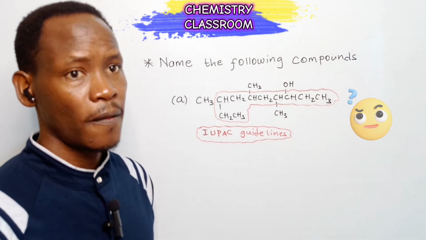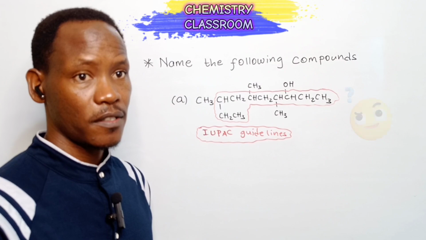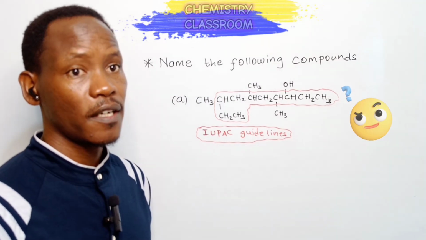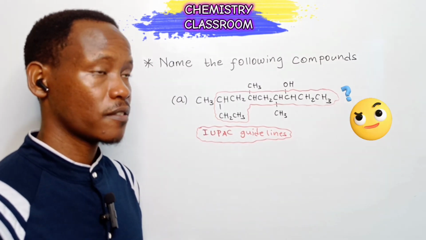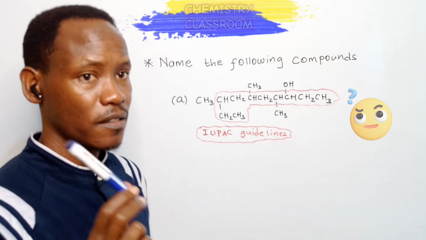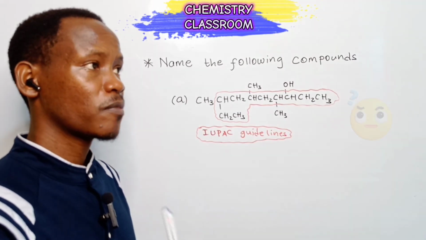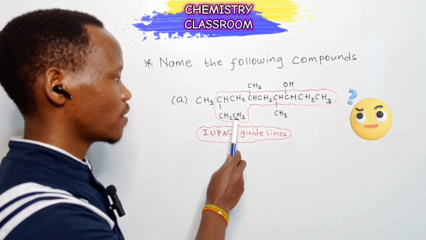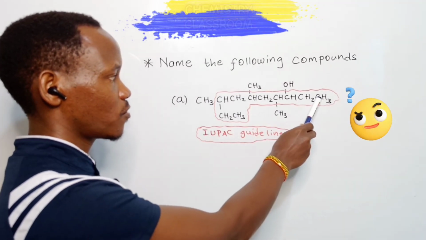After doing this, our first guideline is done or complete. We go to the second guideline. The second guideline directs us to number our carbon chain. But when we are numbering the carbon chain, the guideline says we should start from the end of the chain. There are two ends of the chain. There's this, and there's also that one.